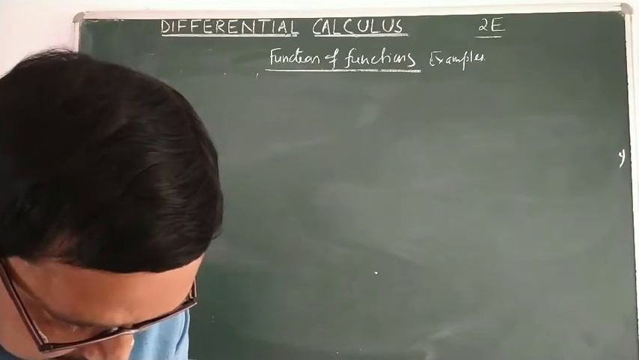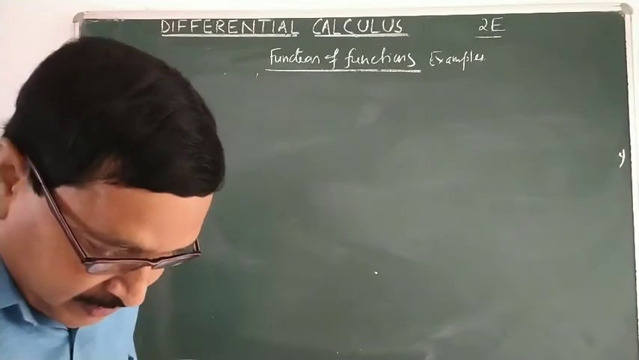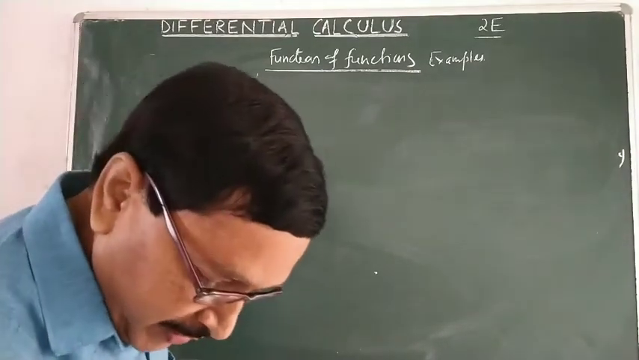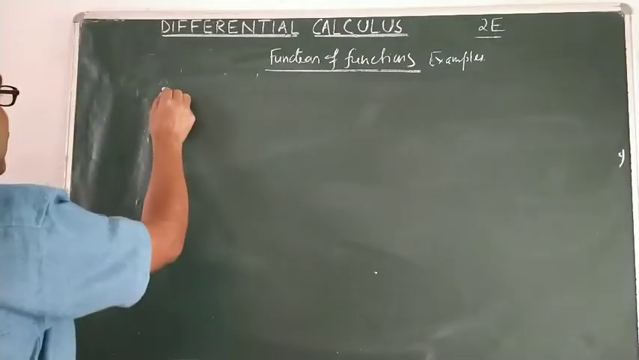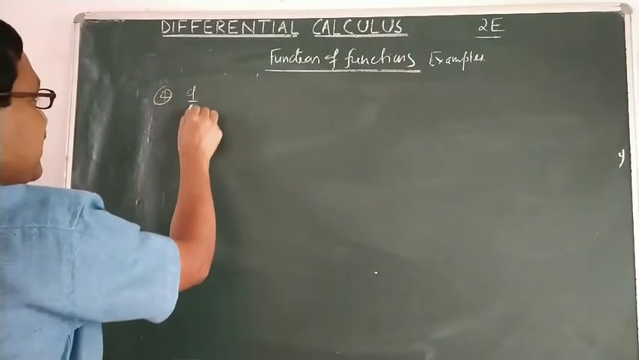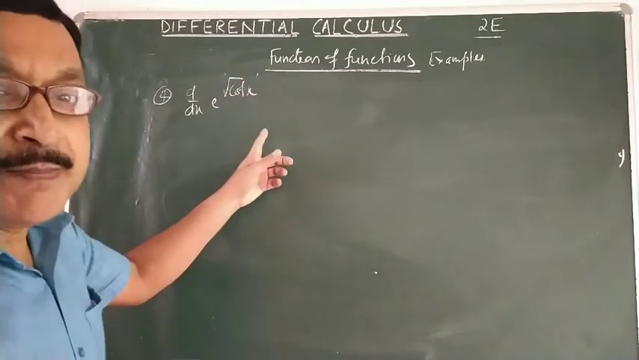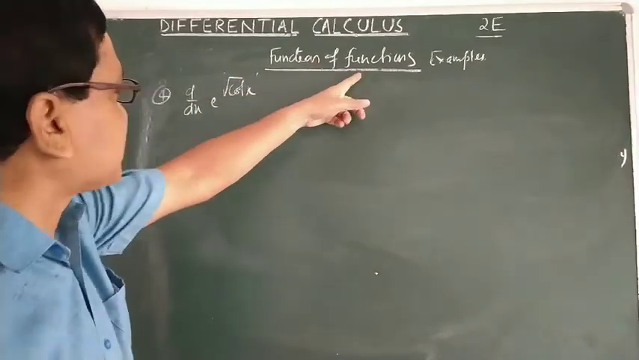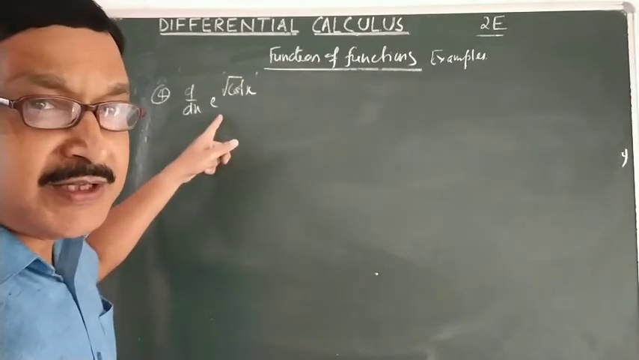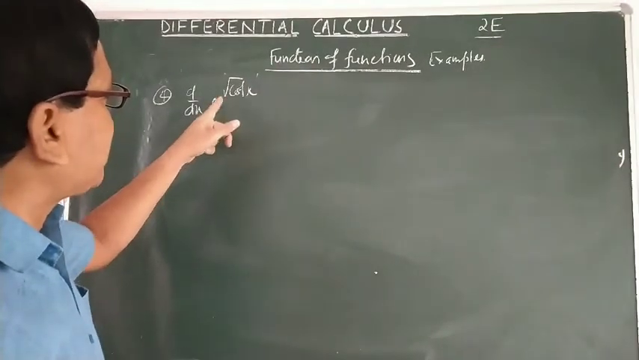Another problem is problem number 6. Let us take the fourth one: d by dx of e to the power root cot x. There are triple functions here, a function of a function: an exponential function e, a trigonometric function, and a root function.